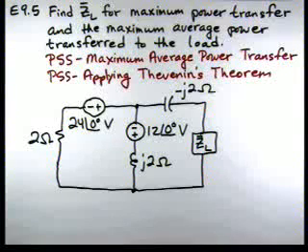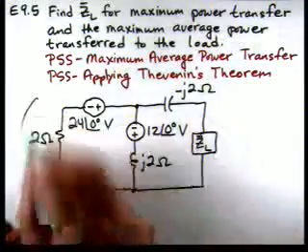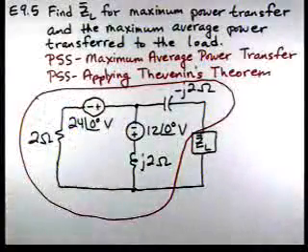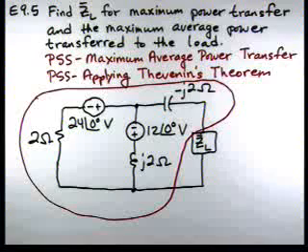We're going to be utilizing two problem solving strategies. One is maximum average power transfer and the other one is applying Thevenin's theorem. If we look at the strategy on maximum average power transfer, the first step says remove the load ZL and find a Thevenin equivalent for the remainder of the circuit. So we want to find the Thevenin equivalent for this part of the circuit. That's step one.